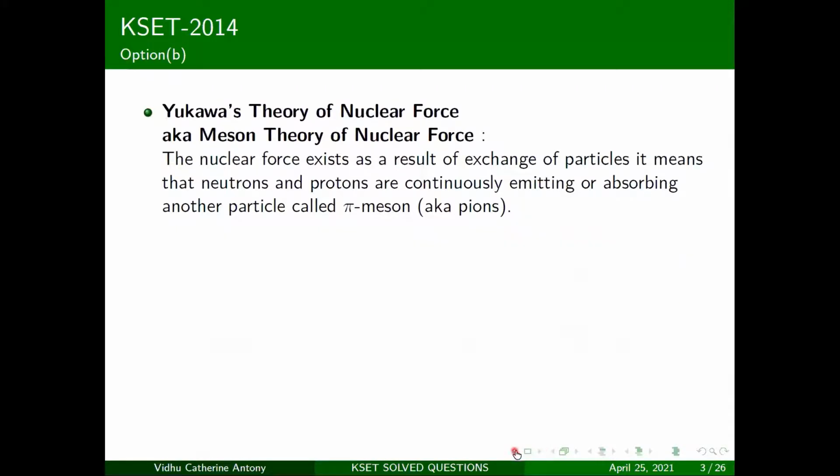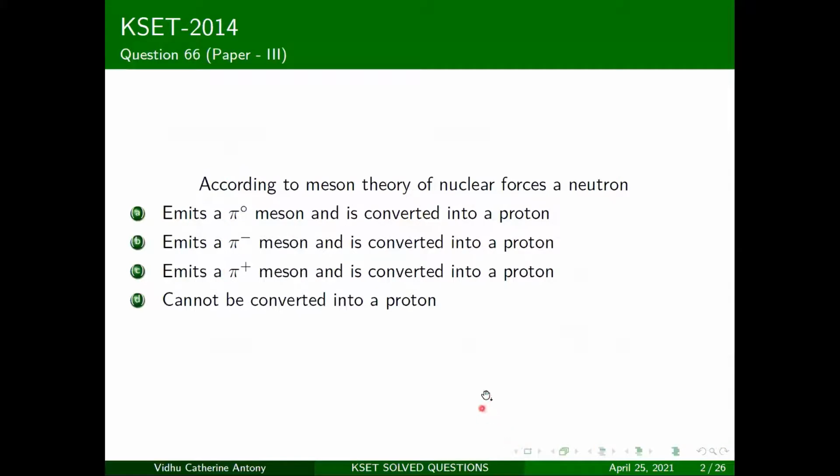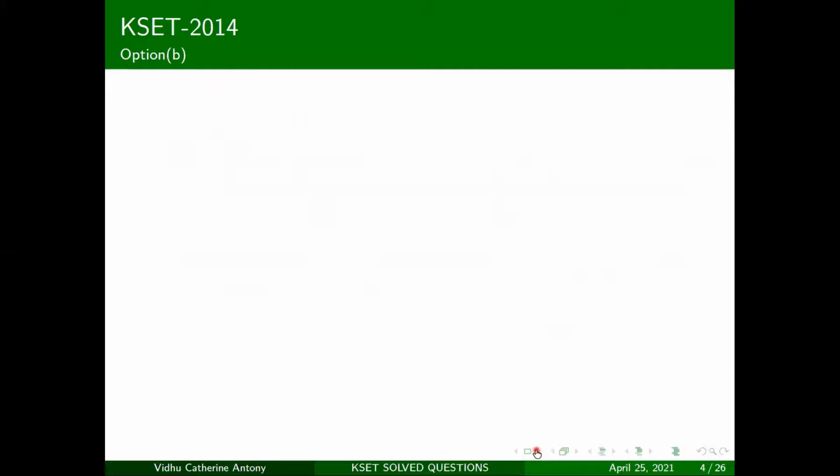Oh yeah, let's look at the question now. Since I've described Meson theory in short, let's look at the question. According to the Meson theory of nuclear forces, a neutron emits a pi zero meson and is converted into a proton, emits a pi minus meson and is converted into a proton, and emits a pi plus meson and is converted into a proton. So let's look at those equations and how they actually act.